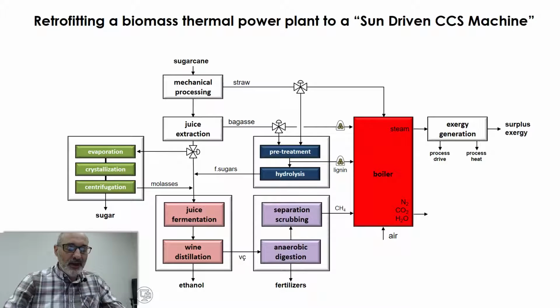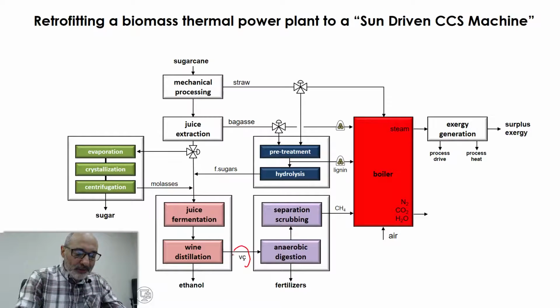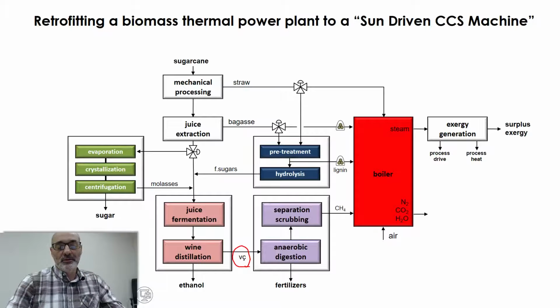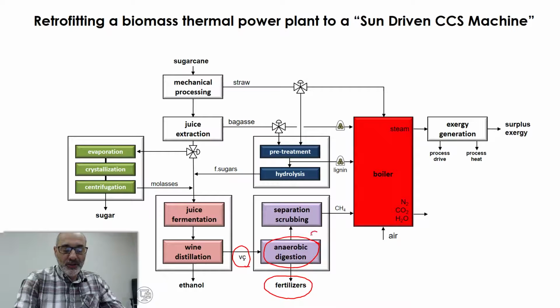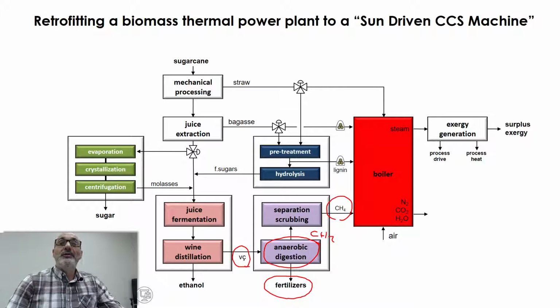Well, the second step now is you have to do something with vinasse because you don't want to emit that. So the idea is to digest it. One interesting consequence is that you produce fertilizer. You also produce methane, CH4, that you have to process in order to send this methane to your boiler. So you're not emitting any more CO2 from vinasse.